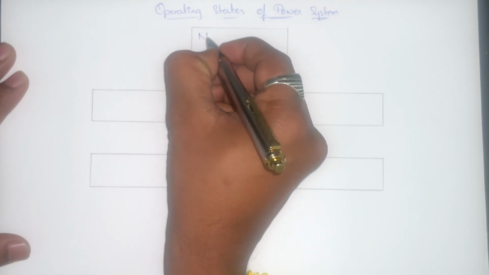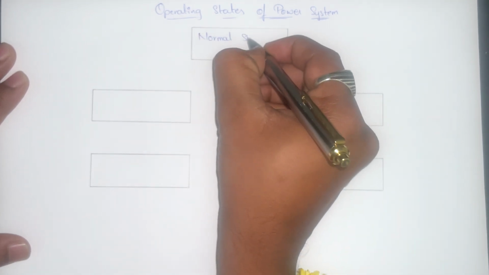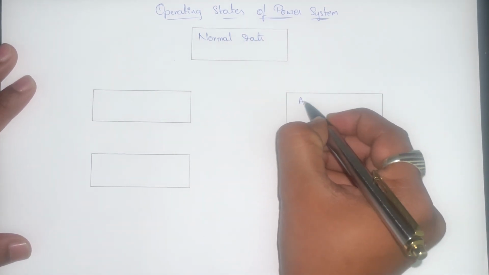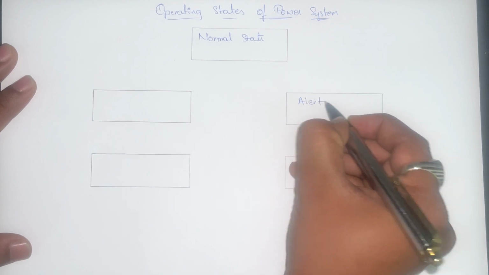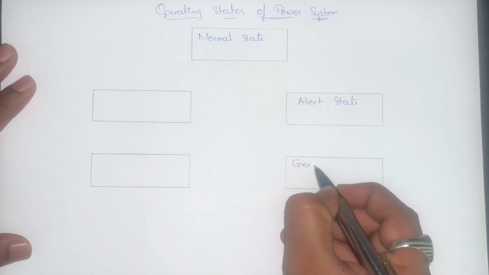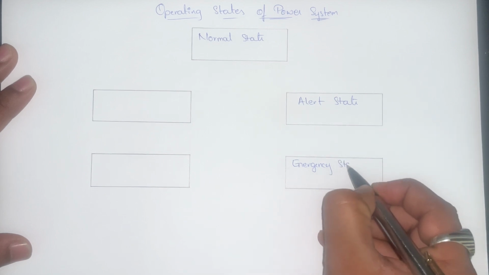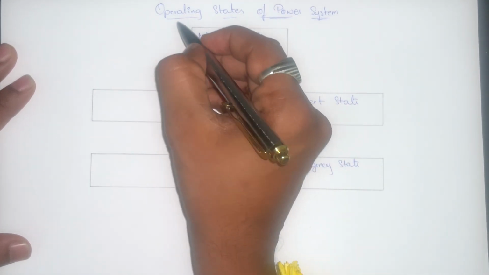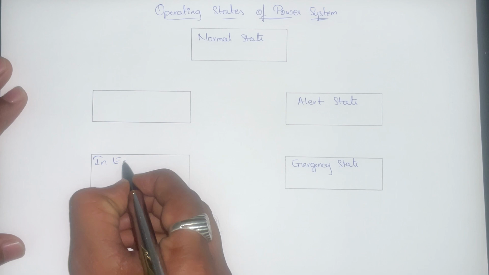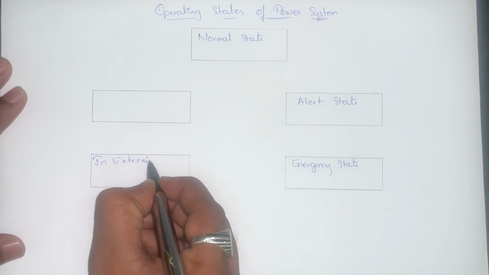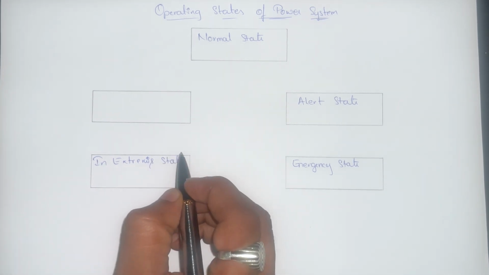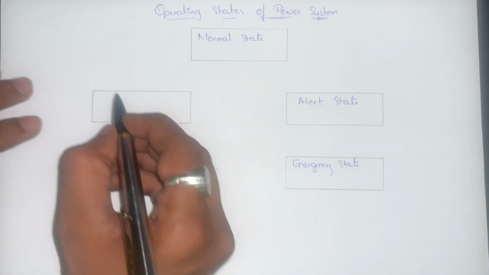We have 5 classifications of operating states. First one is the normal state or the stable one, and the second one is alert state, and the third one is emergency state, and the fourth one is in extremis state. Okay, and the last one is restorative state.